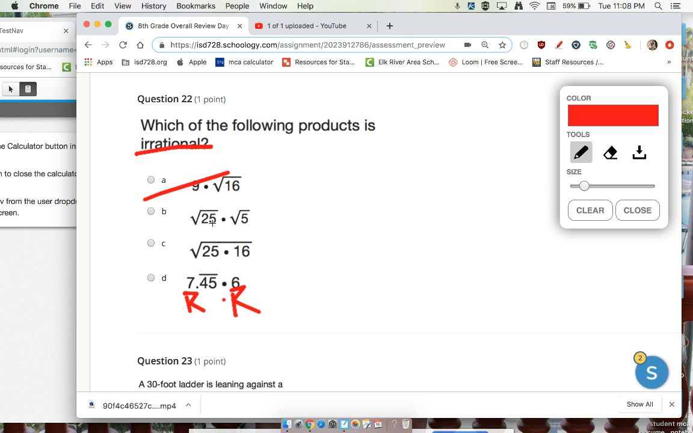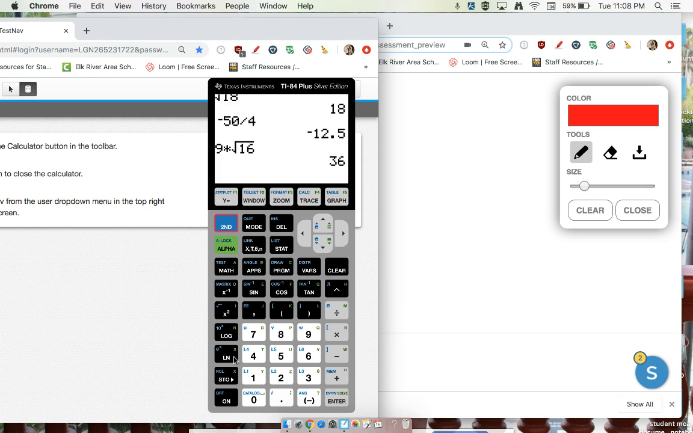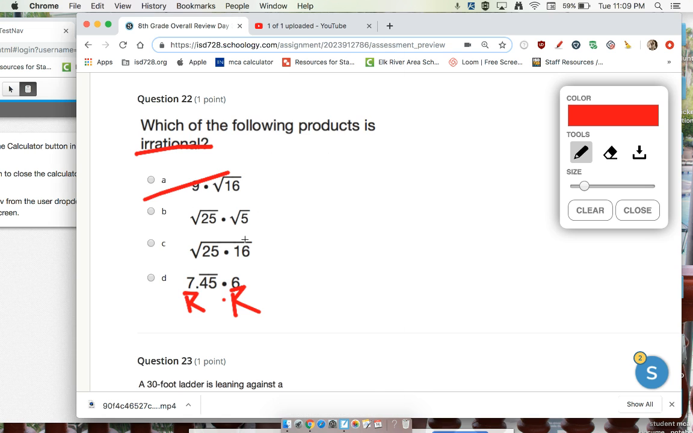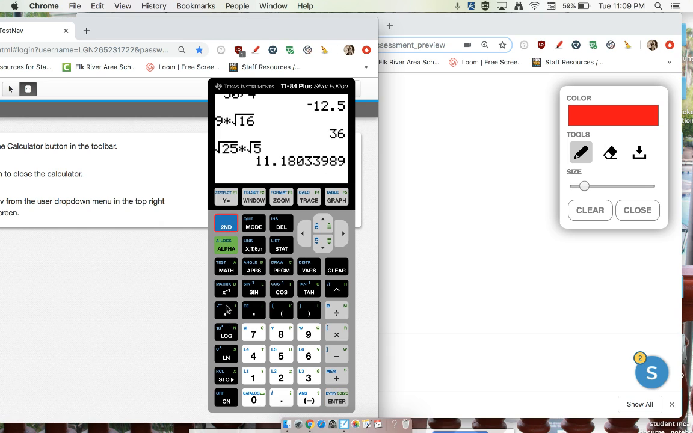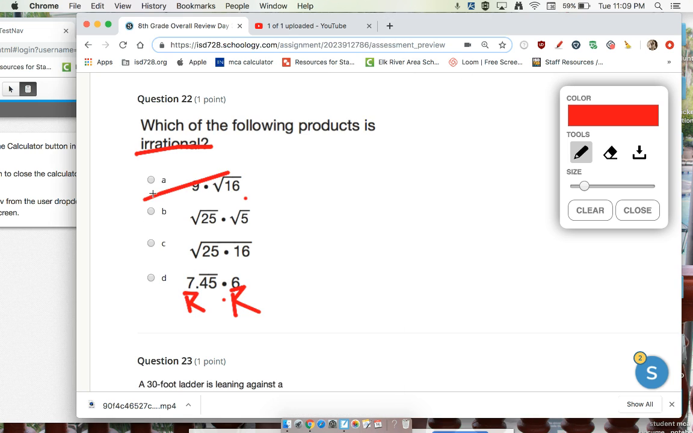The square root of 25 times the square root of 5. I don't think the square root of 5 is rational. Second square root 25, oh, I messed up again. So second square root 25, get out of the square root, times square root 5, enter, and I get a decimal, which tells me it's not repeating, so it's irrational. That's because the square root of 5 is irrational. If you punch that in, it's not perfect, and if it's not a perfect square, it's irrational. So this one is definitely it, but let's double check.